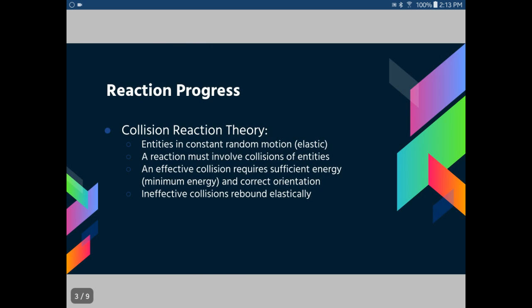So we have to think back to our knowledge of the collision reaction theory. Essentially, if you remember, all of our molecules and particles are always moving, and in order for a reaction to occur, they need to collide. So entities are always in constant random motion, bumping around in all sorts of directions. A reaction must involve a collision of entities. So we have to have two entities bumping together, and most likely they're going to be two different entities. And an effective collision requires sufficient energy and a correct orientation.